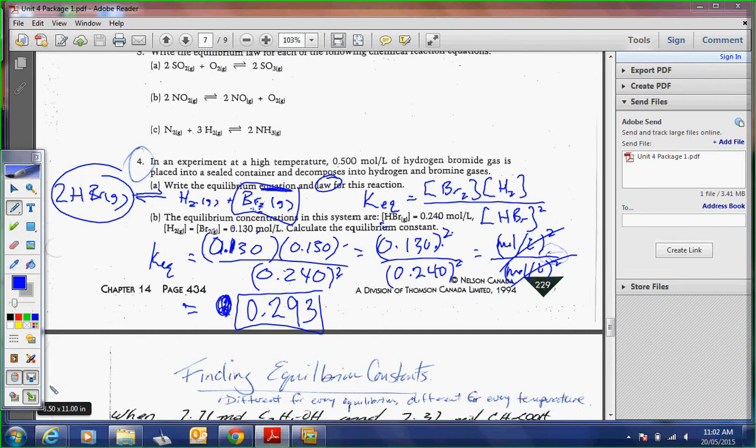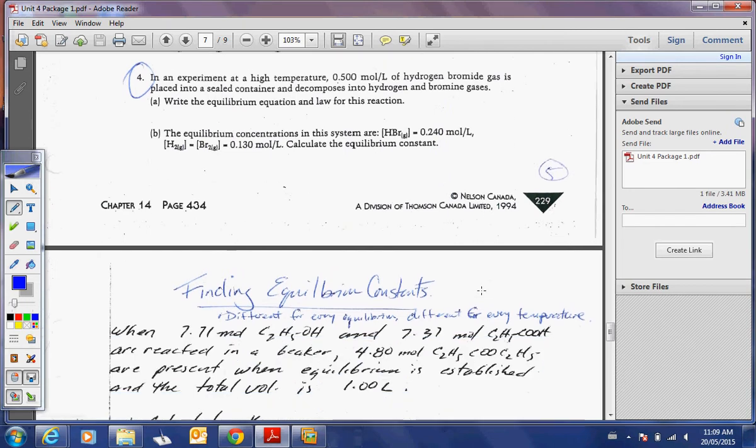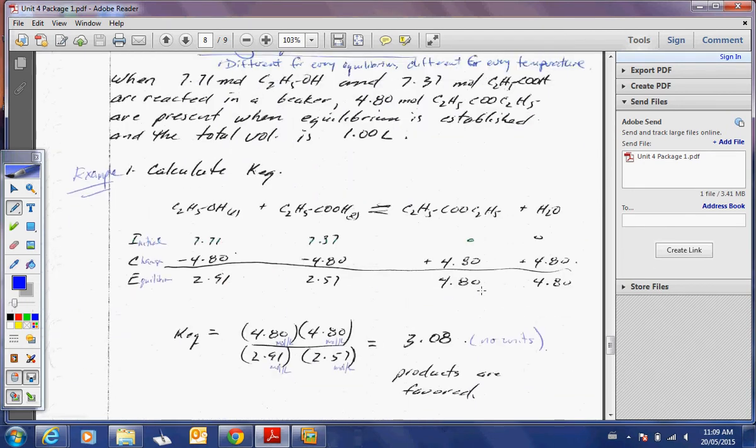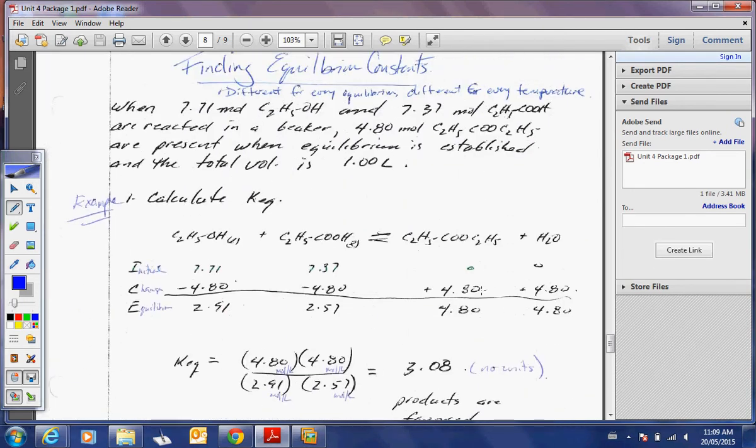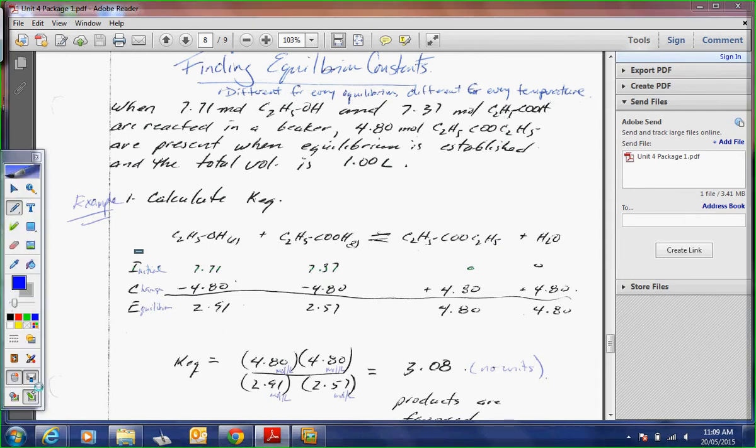Flipping down the sheet, it talks about doing it that way. So you set up what's called an ICE table. Okay? Because it starts I, C, E, ICE. I for initial, C for change, and E for equilibrium. So initially, how much did I put in? How much did it change by? And then what must I have at equilibrium then? At the end of the day. You get that? Okay.